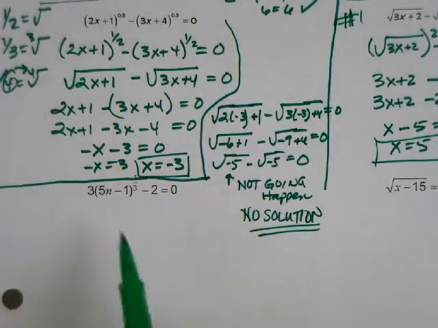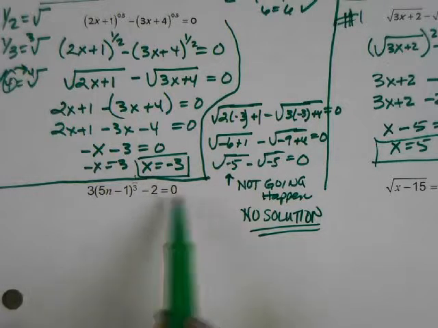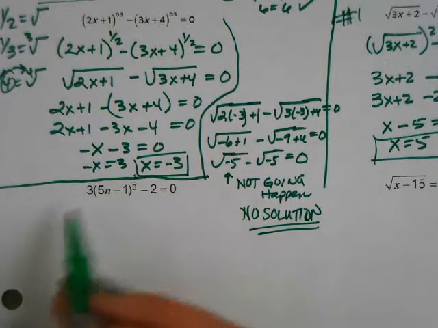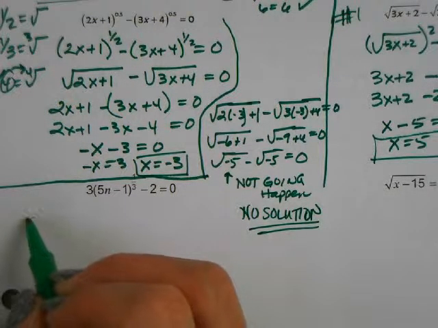let's look at this last example on the bottom here. So here we have 3 times the quantity 5n minus 1 to the 1/3, minus 2 equals 0. Okay? So how can you rewrite the 1/3? Square root with a 3 in front. Okay, a third root. We'll do a third root. Okay? So let's rewrite that.